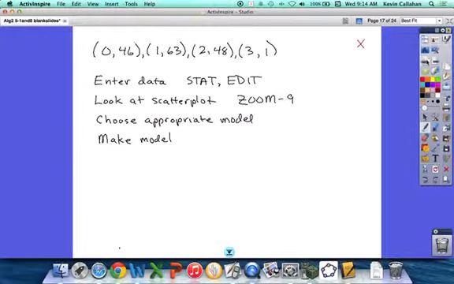Those are not the points, are they? Stat edit. Did you put the data in? Did you turn on the plotting of points? Turn on the plotting of points. Second, stat plot. Make sure that it's on. And then you do zoom 9. Zoom 9 button. Did you get it? That looks right.